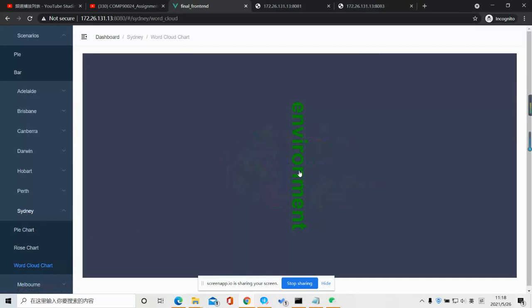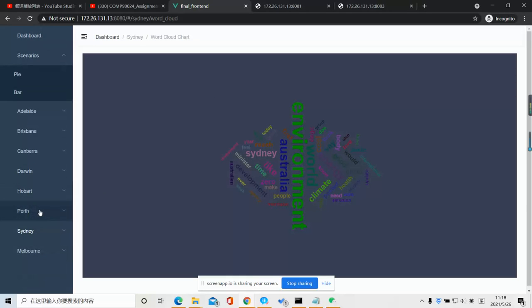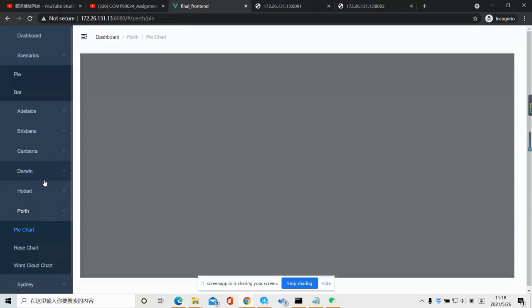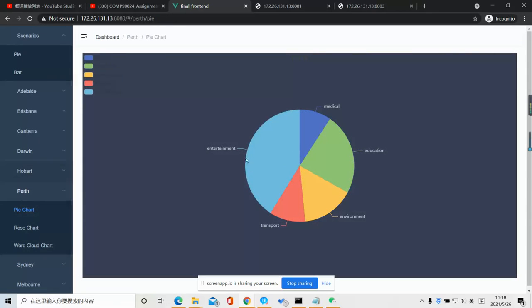As you can see, Sydney people care about the environment very much. And let's move on to Perth. Just a quick look. Perth people care about entertainment as well, very much.